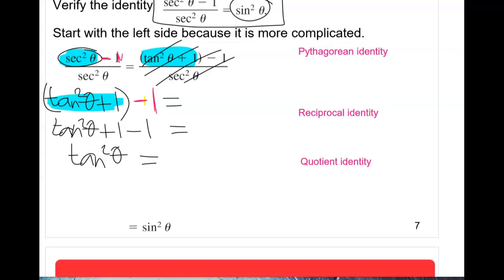And, oh, actually, I forgot to write down the denominator. So I'm going to go back, and this quantity here, I need to write it down here as well. Okay. Now I'm going to subtract the ones. So we will have tangent square theta over secant square theta.